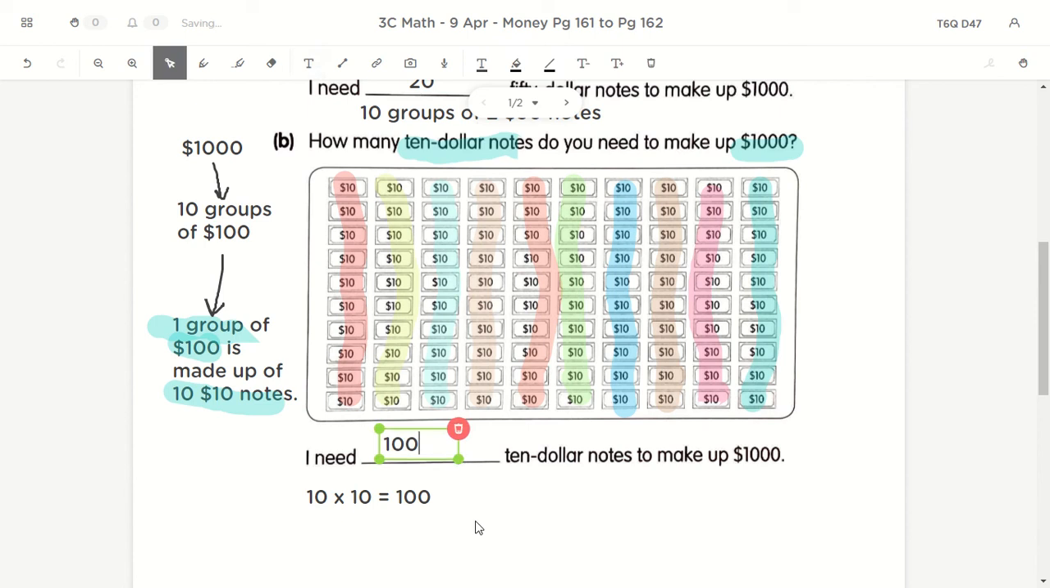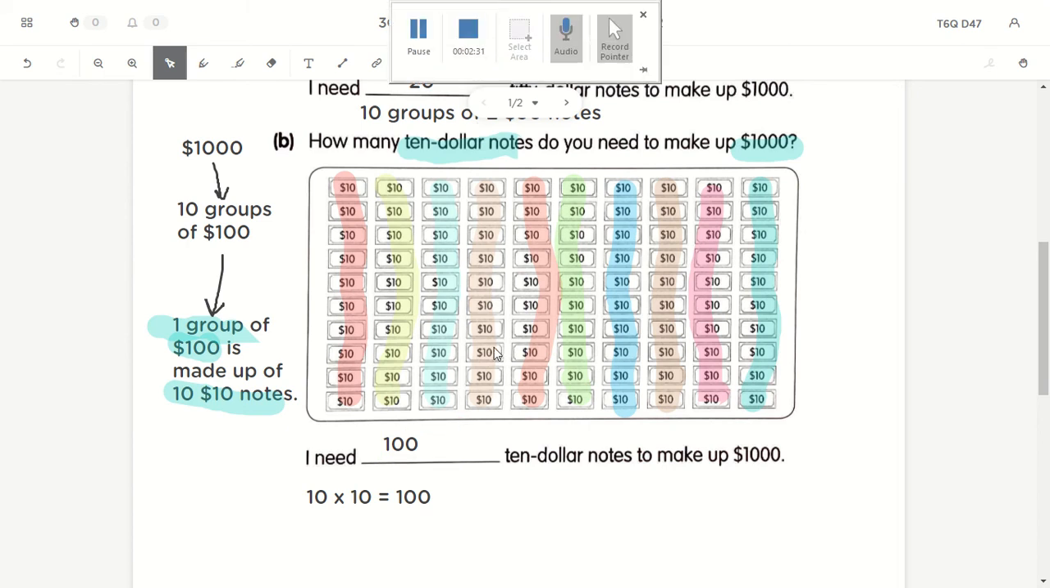Right, so let's run through this again. Total, that's 1,000. 1,000 is made up of 10 groups of 100, 10 different groups. In each group of 100, you have 10 $10 notes. So if we show it in terms of equation, you have 10 groups of 100, and in each group you have 10 $10 notes. That gives you 100 $10 notes. And if you add everything up together, you also realize that there are 100 $10 notes over here. Alright, now let's go on to question 2B.